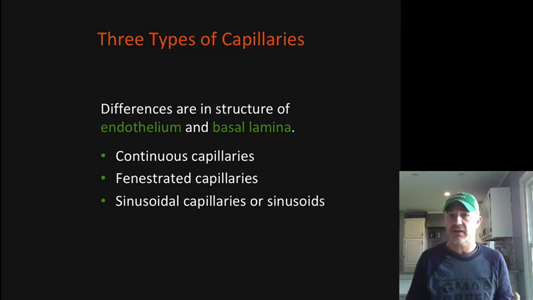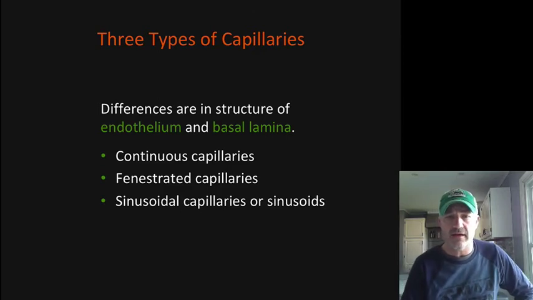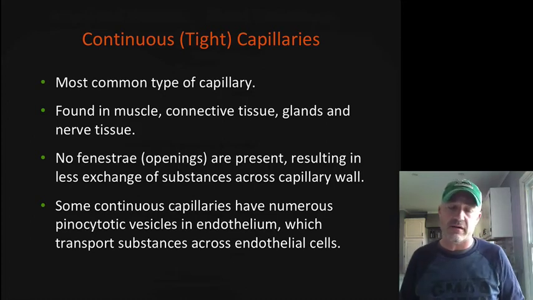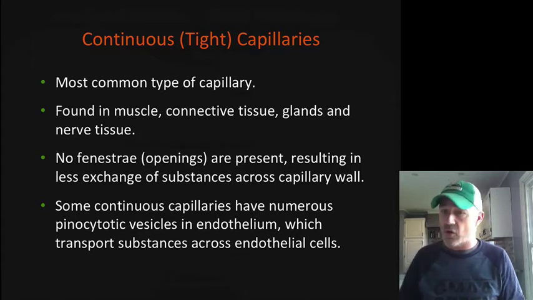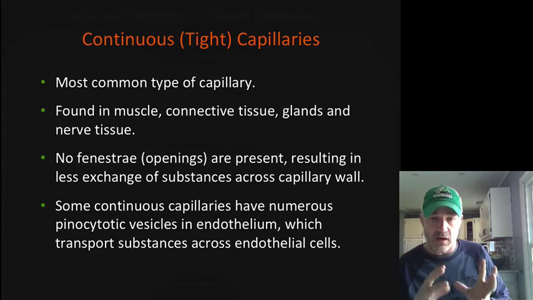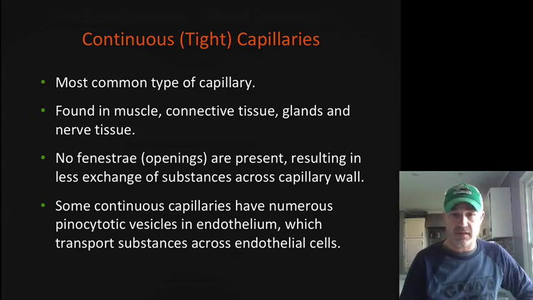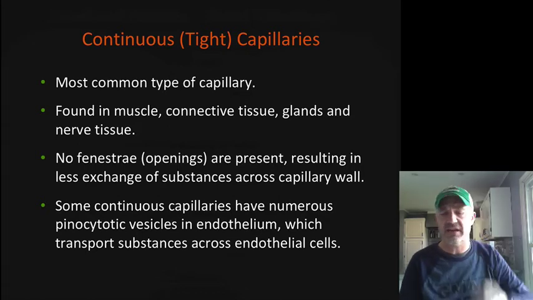Like I said, the other thing with capillaries is there are three basic types, depending on how continuous the epithelium and the basement membrane are. First, you have what are called continuous capillaries. These are pretty continuous in terms of the epithelium and the connective tissue surrounding them. They don't have any slits or openings. The wall is pretty much solid. And again, some of these will have vesicles and other structures that can help move stuff across.